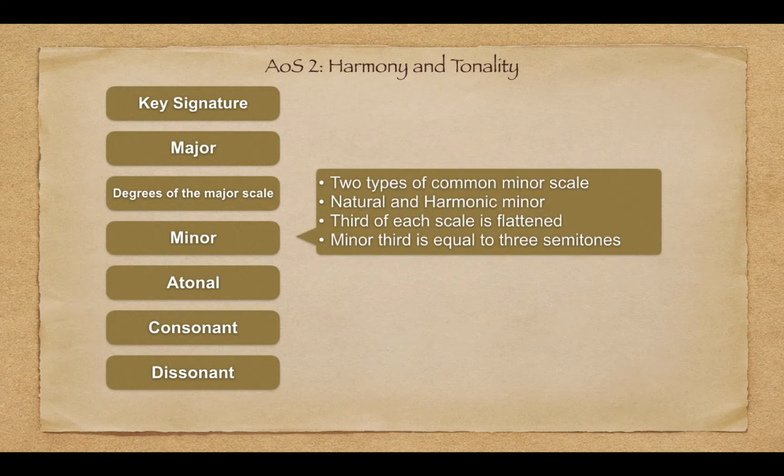Minor. We'll go over two common types of minor scale. The first is the natural minor. The intervals of the scale are as follows: tone, semitone, tone, tone, semitone, tone, tone. Here is a C natural minor scale.